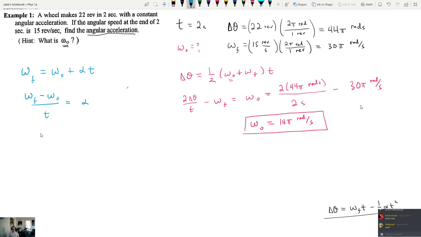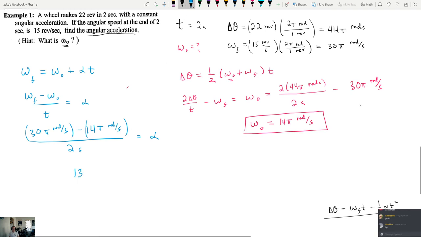So omega final was 30 pi minus omega initial, which is 14 pi, divided by the time, which is 2 seconds. That's going to be equal to alpha, so 30 minus 14, 26 over 2, I think it's 13 pi. Wait, I'm crazy. 30 minus 14 is 16. When you divide 16 by 2, you get 8, which is what someone said in the chat. Thank you.